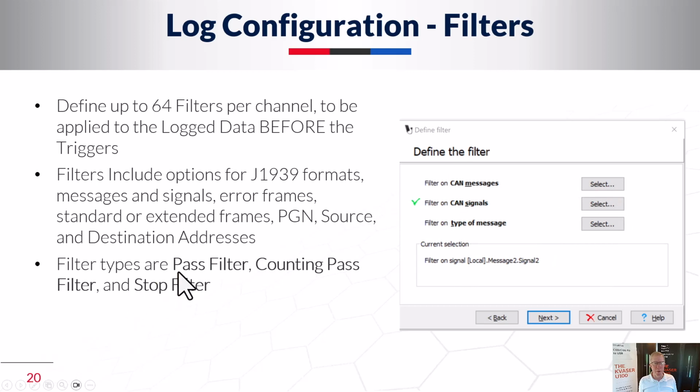Depending on what you select out here, you'll get different screens to select different combinations of filters in different ways. Your filters can be pass filters, so you only pass certain data that meet your filter criteria. Counting pass, which means you only pass 1 out of 10, 1 out of 5, if you want to do that. Or stop filters, so you stop this particular signal that meets the criteria of that filter. And this is what that would look like. So again, you can select each one of these, and you'll get different submenus to set up those filters.